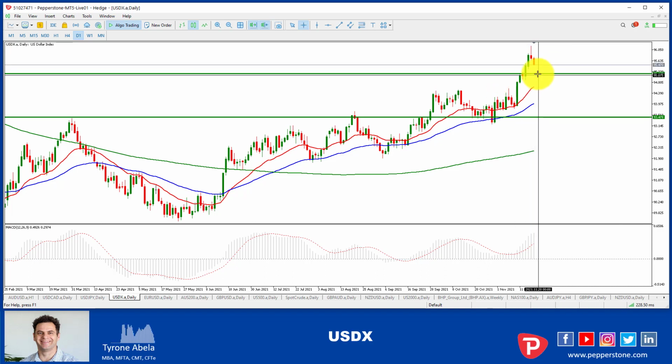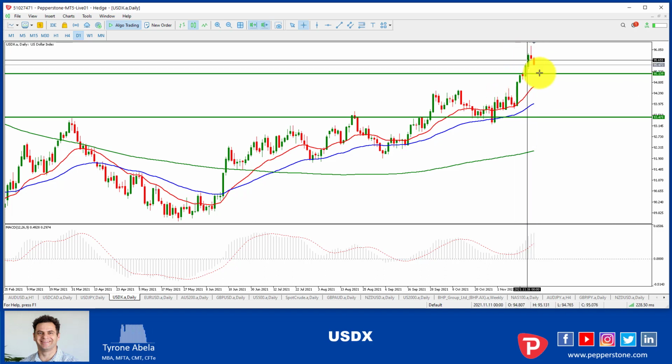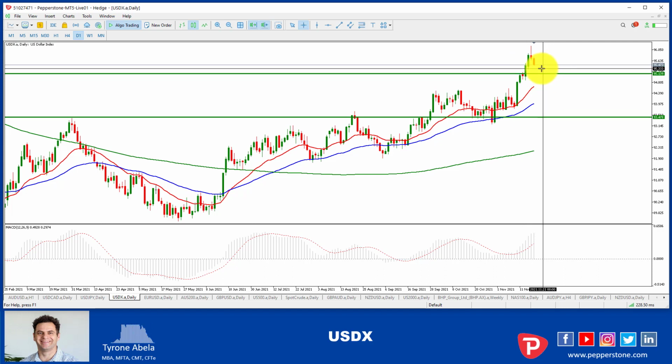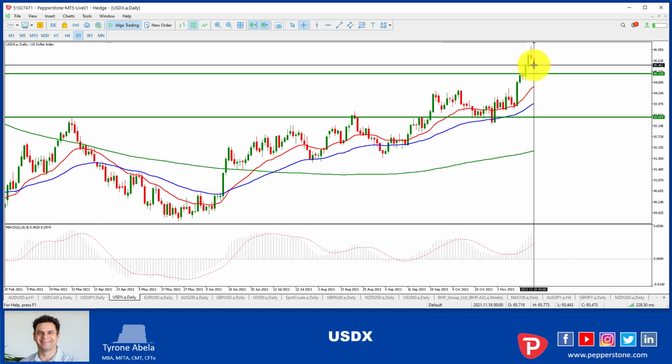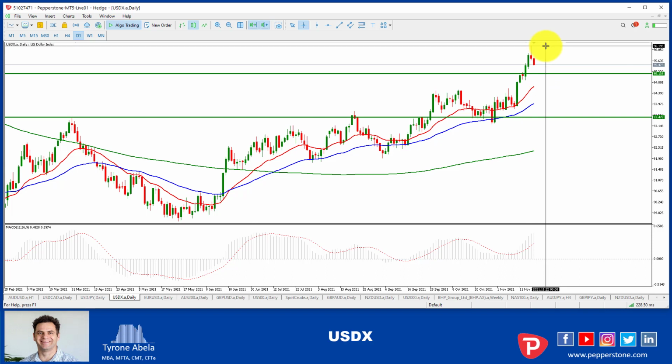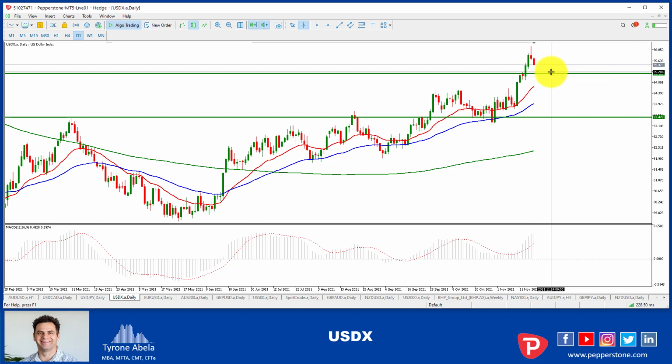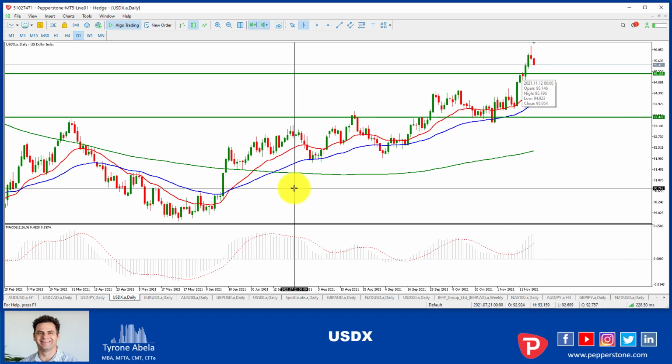So this is a healthy pullback, nothing to be concerned about here, but probably still a little bit more weakness. I probably wouldn't want it to turn around here and push up higher. I think a deeper pullback is warranted for the move that we've already had. That would certainly make a far cleaner trade.